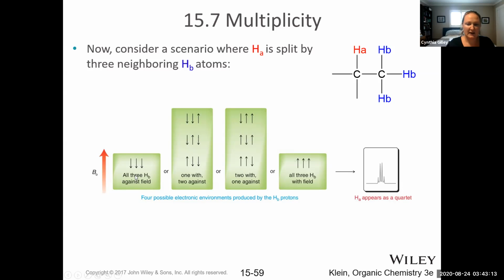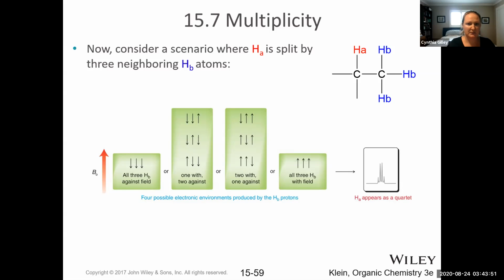So it becomes a signal in a 1 to 3 to 3 to 1 ratio. But because there's four peaks, we call it a quartet. Again, these are a little bit switched. So super aligned against is shielded, the one to the right. Super aligned with is deshielded, the one to the left. Technically, this has a net deshielding and a net shielding effect, which would move the original peak a little bit to the left and the right. So three neighbors means you get four peaks called a quartet.